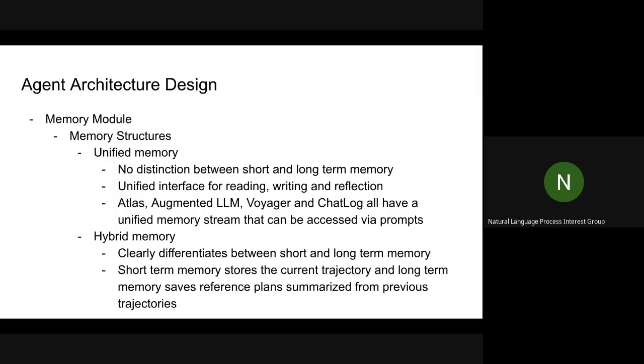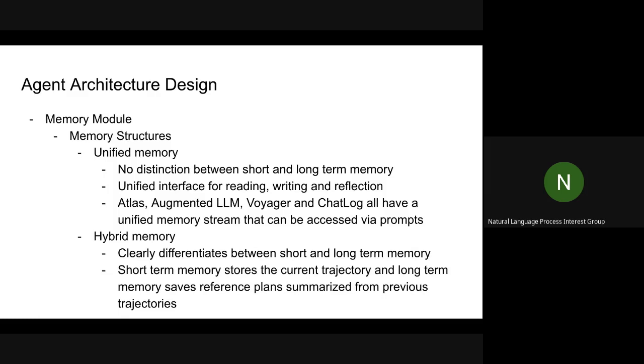So their main two distinctions in terms of the memory structure are unified or hybrid. Unified is literally you throw everything in one place. No distinction between short and long-term memory. It has a unified interface for reading, writing, and reflection. And all of these papers have a version of unified memory: Atlas, Augmented LLM, Voyager, and ChatLog. There are different ways of accessing it. You can access it via prompts, or querying, etc. But at the end of the day, it's one massive store.